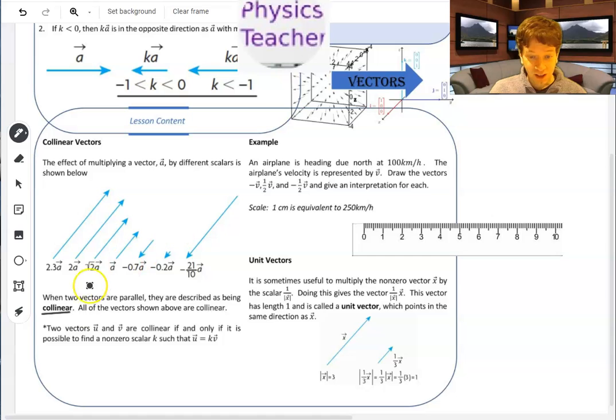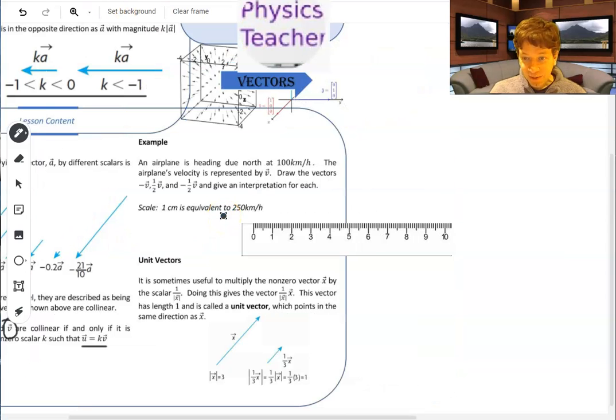For example, u and v. You can say u and v are collinear if you can write u as a scalar multiple of v. If you can do that, then u and v are collinear, right? Which means parallel, either in the same direction or in opposite directions.